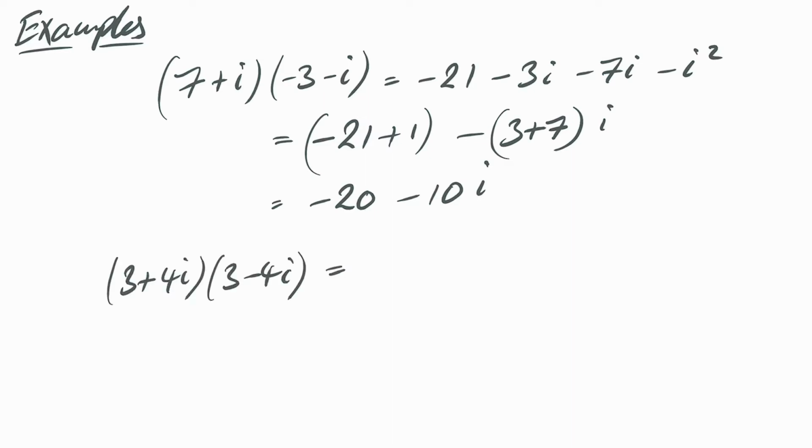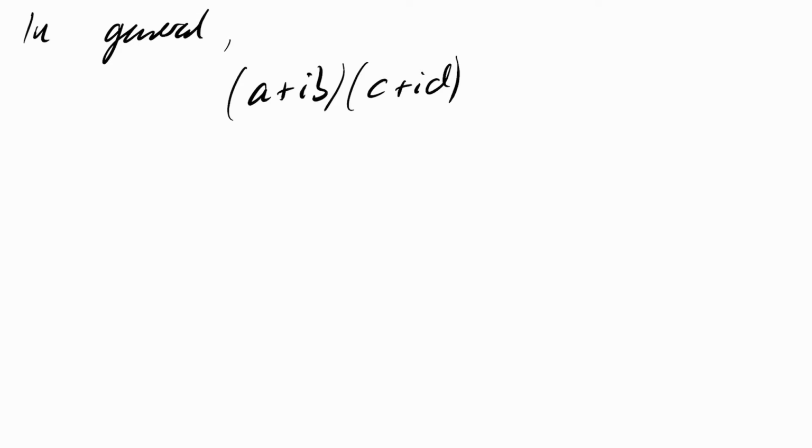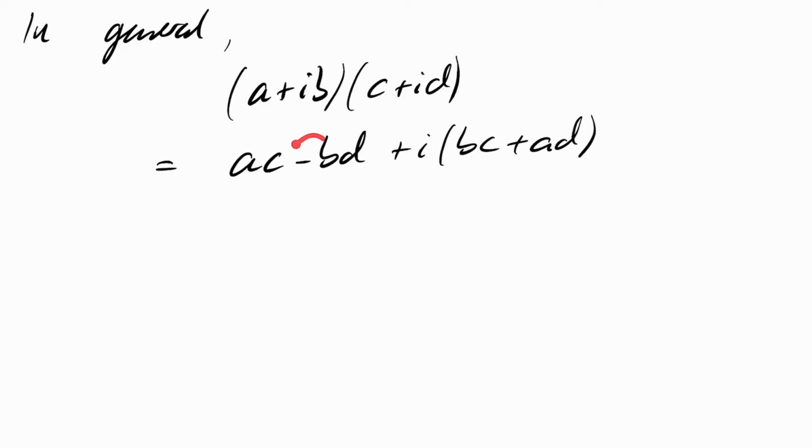Let's try this example, 3 plus 4i times 3 minus 4i. This comes out to be, so we notice the imaginary part cancels and we're left with just a real number, 25. If we multiply two numbers, a plus ib times c plus id, we have ac minus bd plus i times bc plus ad, where the magic of the number i has come in this minus sign.